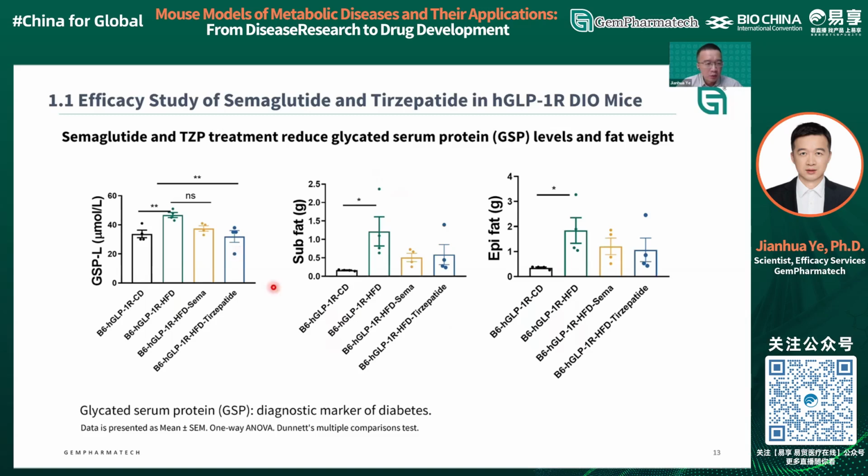And then we also tested the GSP. The GSP is a diagnostic marker of diabetes. After the treatment with semaglutide and tirzepatide, the GSP level decreased. And the fat tissue weight is also reduced after the treatment with semaglutide and tirzepatide, as you can see from these two charts.